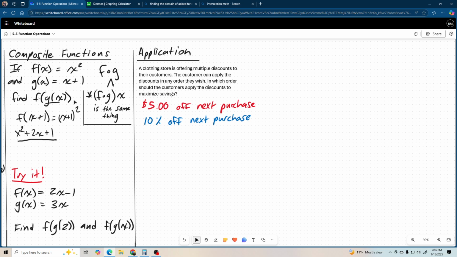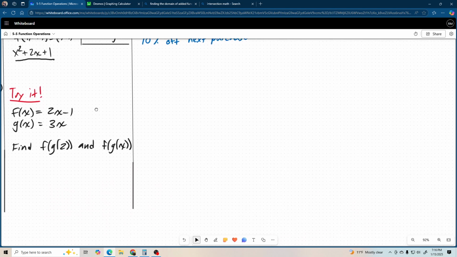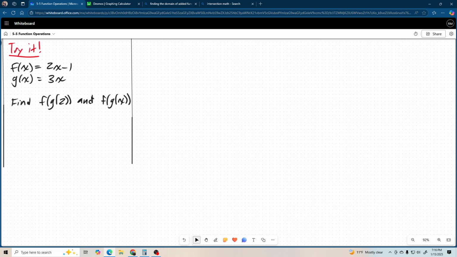I know that I went through that relatively quickly, but this is just going to be one of those things you have to practice a few times and then it'll kind of click, okay? You're essentially just substituting numbers in. So let's go down here to the try it, all right? I'll give you guys a chance here.